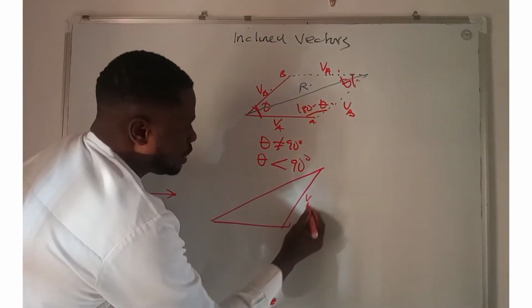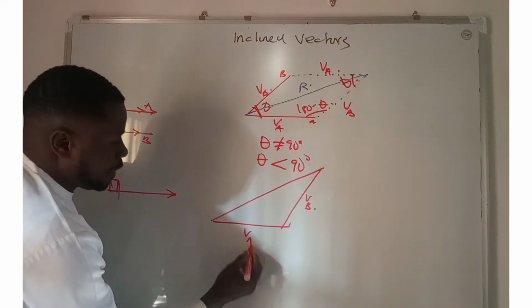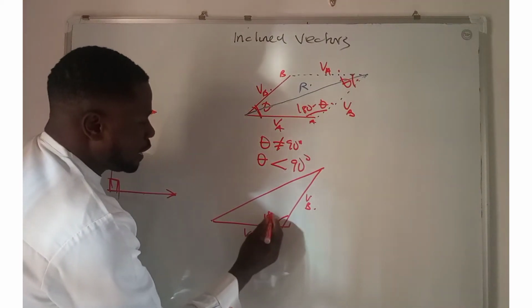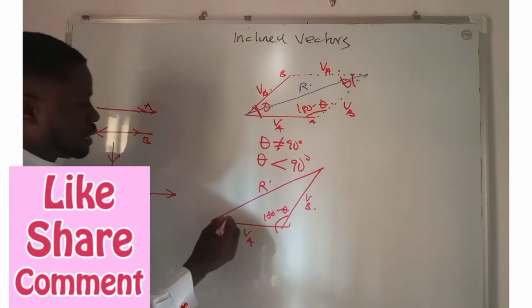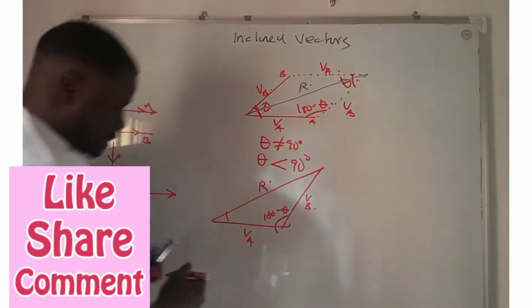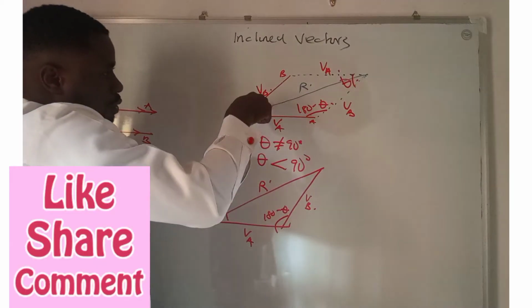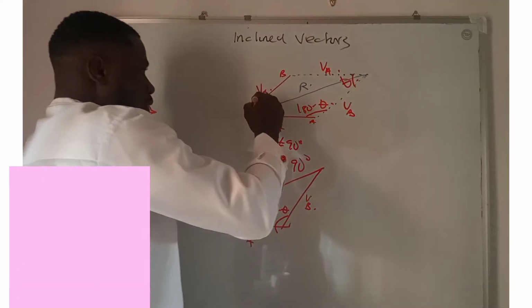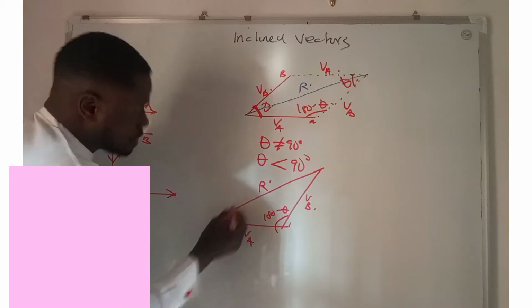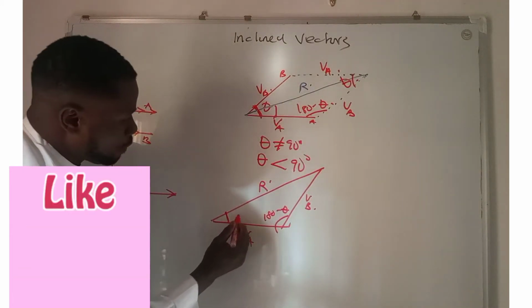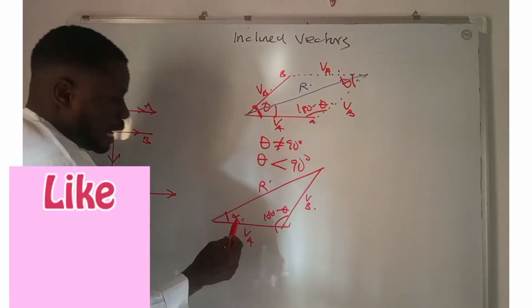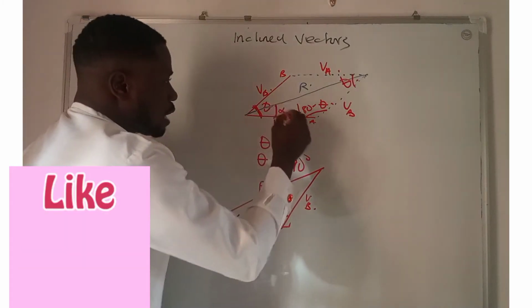Where here is VB and here is VA. Remember that this angle is 180 minus theta. Now remember that this is the resultant. You watch and see that this angle, theta, represents the whole of this, but this line we only extracted from here. So I can say that here, let this angle be alpha. Please, this angle is alpha, which is this angle.